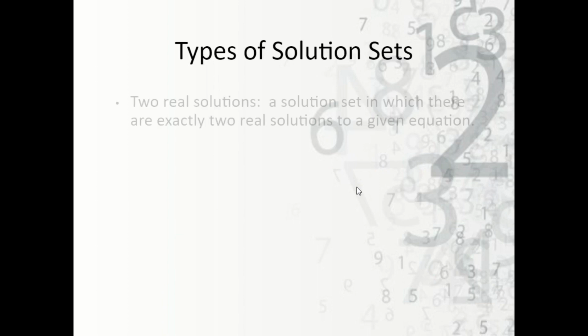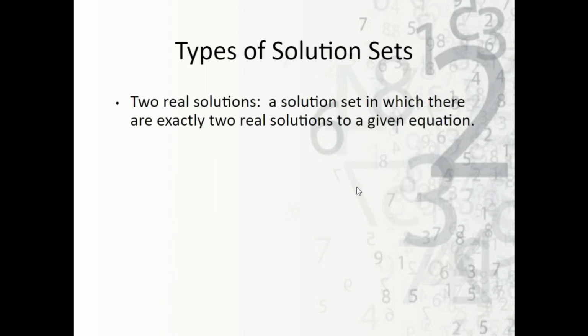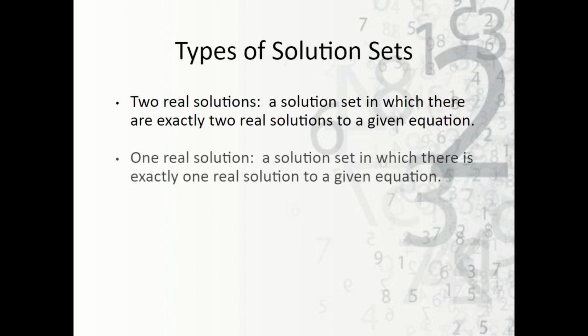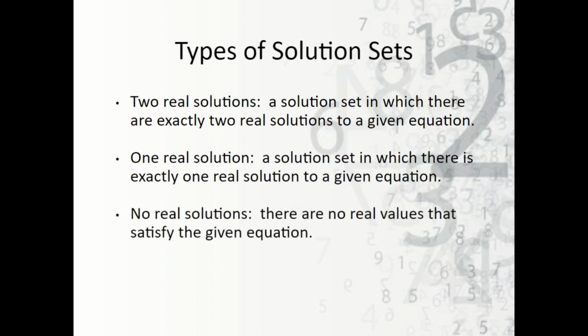Now types of solution sets. So 2 real solutions means that there are 2 answers that can work. 1 solution means there's only 1 answer. No solutions means there's none.